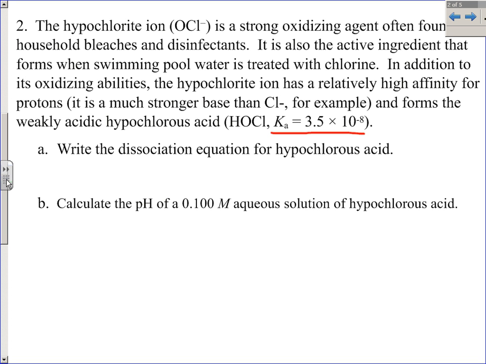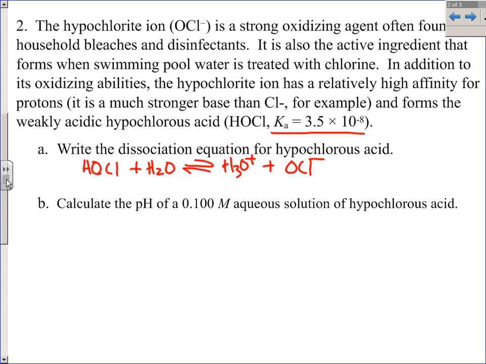So we're going to write the dissociation equation, and we're going to write the hydrolysis form for HOCl. So when we take HOCl and we put it in water as a weak acid, because it's not one of our strongs, I need a double arrow, and that's going to form H3O plus and the conjugate OCl minus. So that will be our dissociation reaction.